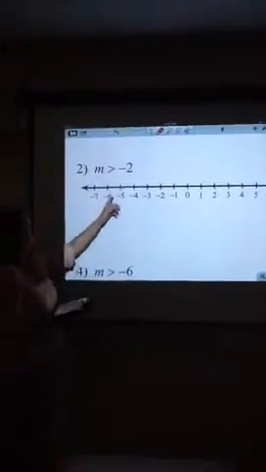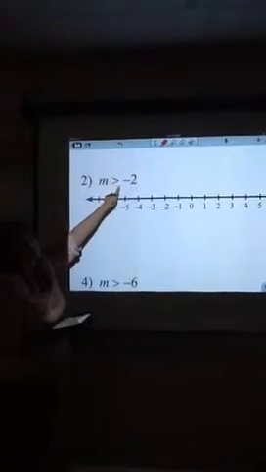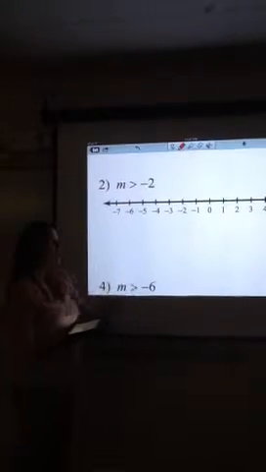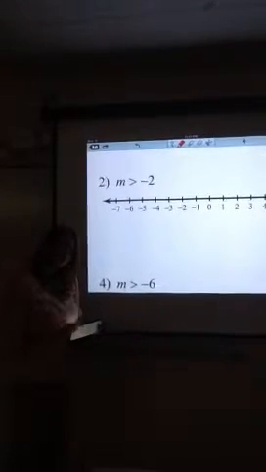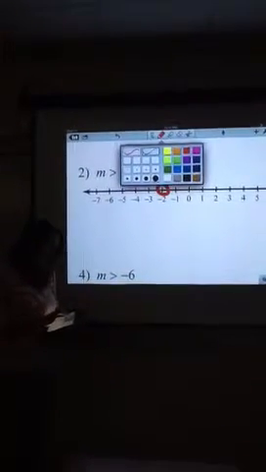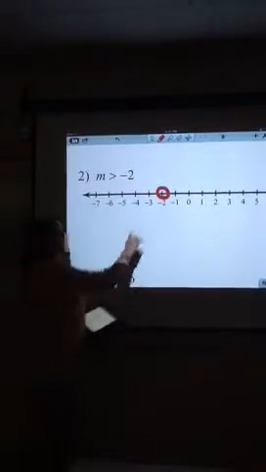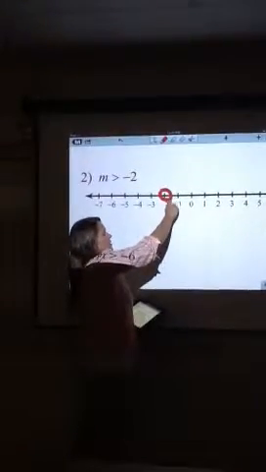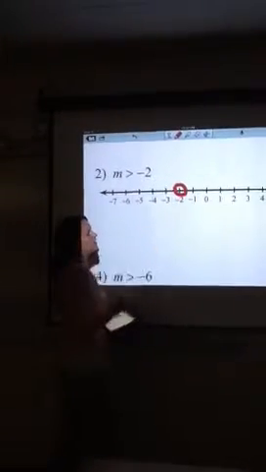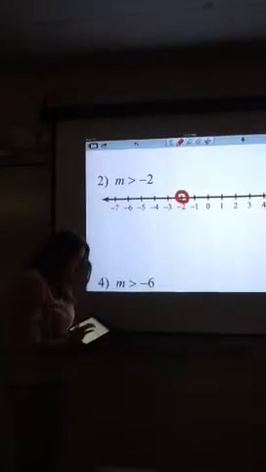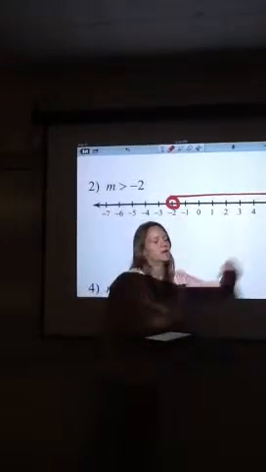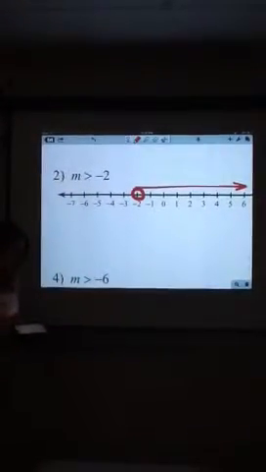So this is a little different than number 1 because there is no equal to sign here. When the inequality symbol is just less than or greater than, instead of putting a closed dot on the number line, we're going to use an open circle. Okay? So instead of closing this dot up, I'm using an open circle because this says that m is greater than -2, m is not -2. And now I'm going to draw my arrow. M is all numbers greater than -2.